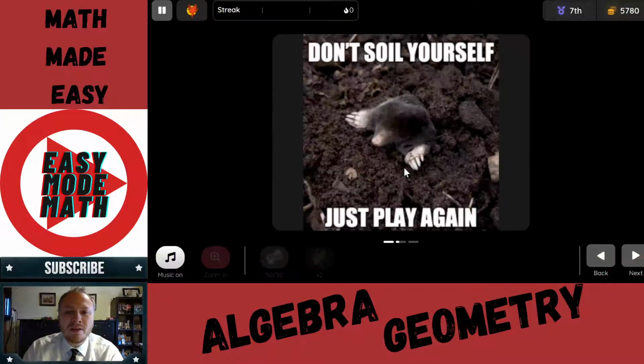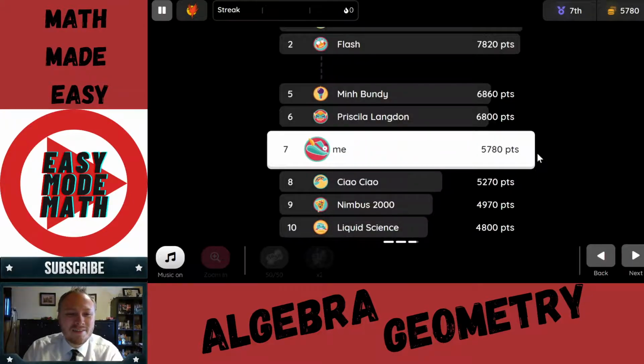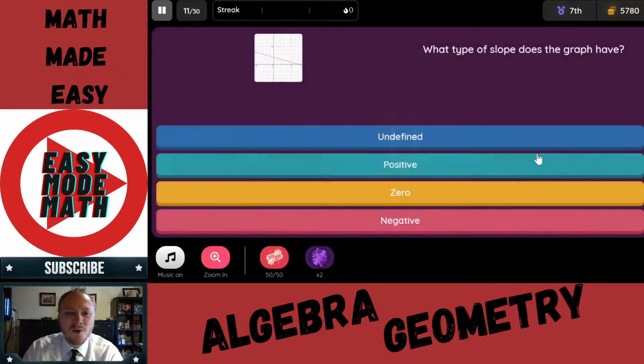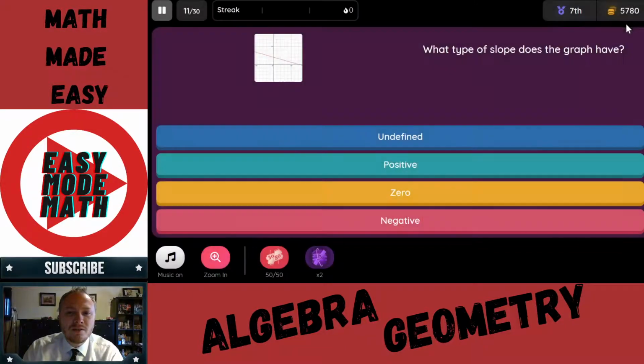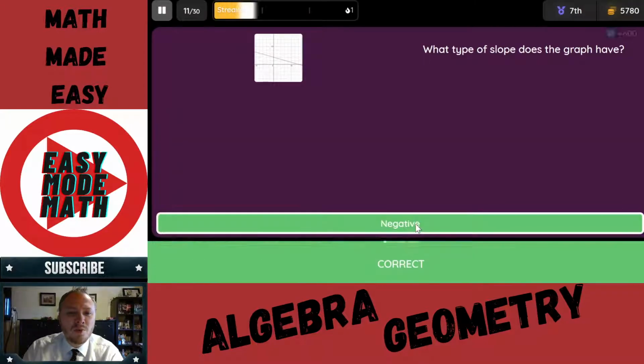Nope, we didn't get it. Just play again. Alright, so what type of slope does the graph have? It's going down from left to right. So we should know that that has a negative slope.